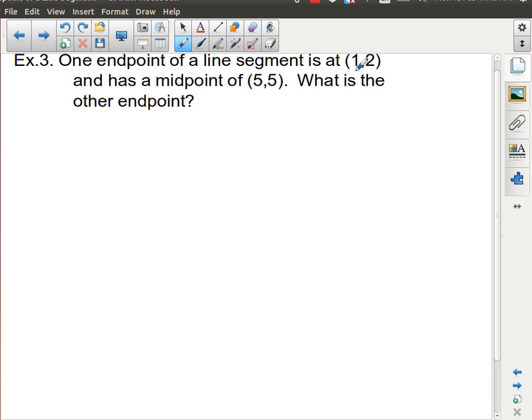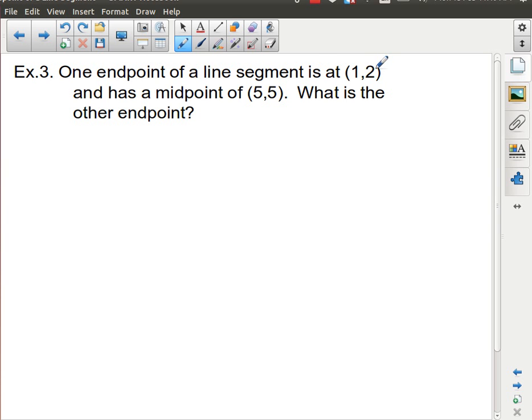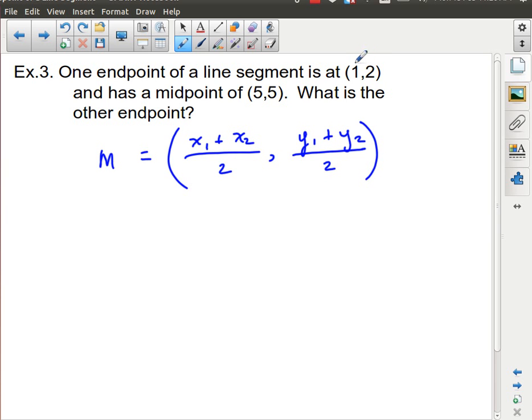One endpoint of a line segment is at 1, 2, and it has a midpoint of 5, 5. What is the other endpoint? Now this is interesting because we actually are not being told the two endpoints. We're being told one endpoint and one midpoint. So we actually know, let me write this out for you. The midpoint is equal to x1 plus x2 over 2, comma, y1 plus y2 over 2, and that's a point. Well, this is one of my points, so I'm going to call that x1 and y1.